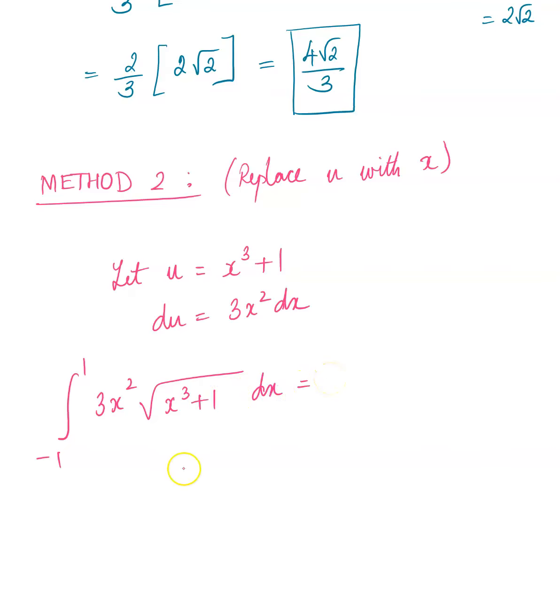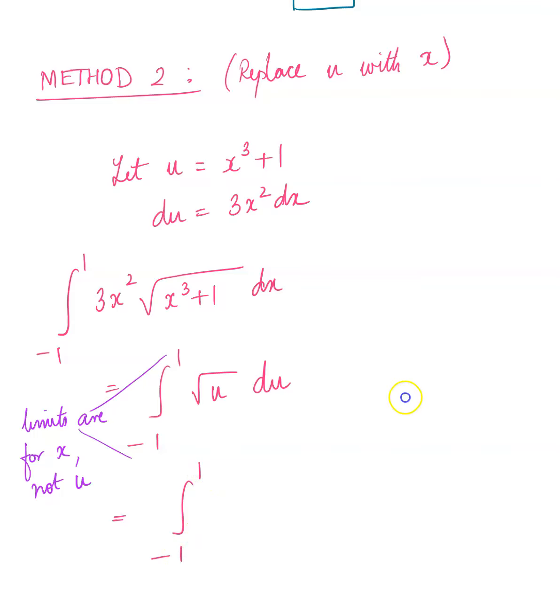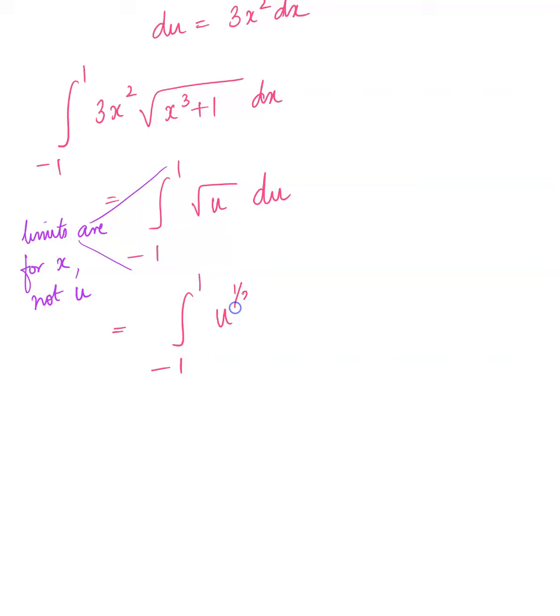Now what I'm going to do, in method 2, down here, is keep the limit from negative 1 to 1. I will be changing all of these to u. Okay. So let's quickly remind ourselves: limits are for x, not u. So even though you have the u in the problem, you're being extra cautious to understand that you're not supposed to apply these limits until you have replaced or back substituted for u.